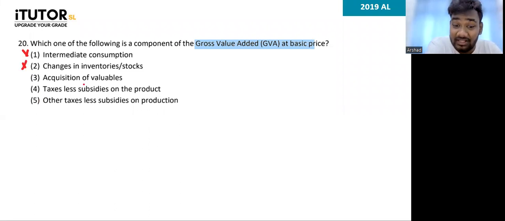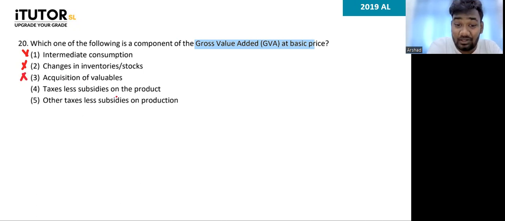Acquisition of valuables. Under which approach do we have this? Acquisition of valuables. That is also in the expenditure approach, right? Remember, under expenditure approach inside gross investment or inside gross domestic capital formation, there's something called changes in value. That is what you call this acquisition of valuables. Expenditure approach, no GVA, cut.